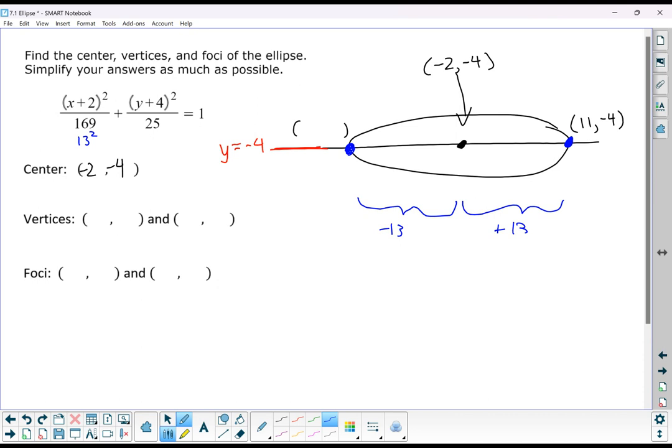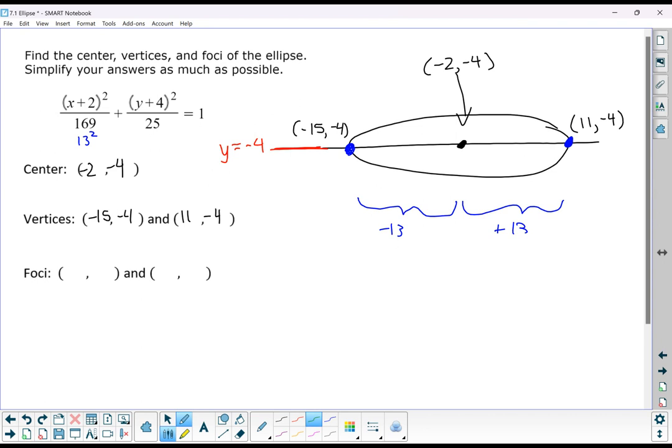13 to the left. So that means I need to take away 13 from that -2. That puts this one at -15, -4. Again, it has that same y value. -15, -4, and 11, -4. Okay, so we found the center. We found the two vertices. Now we need to find the foci.